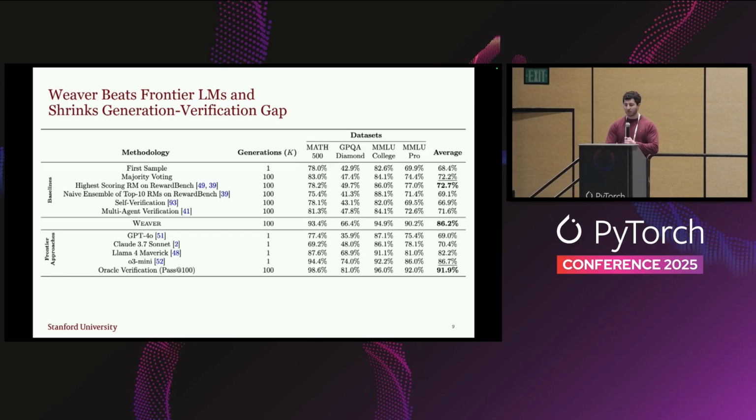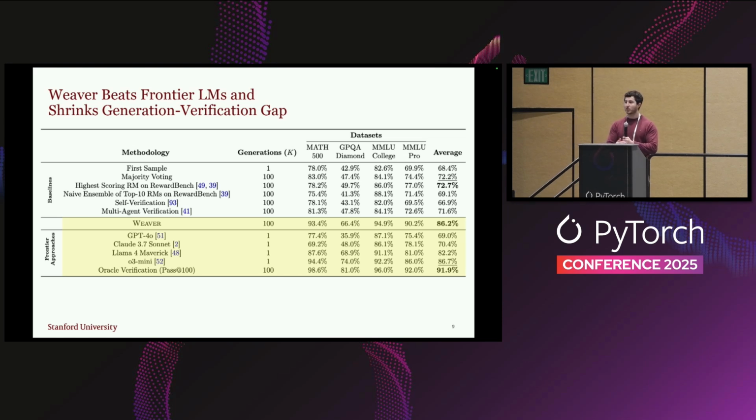And what we find is that Weaver can beat these frontier LMs and even shrink the generation-verification gap rather considerably. The two main numbers to focus on are this comparison of majority voting and the highest scoring RM to our actual approach. So we're able to exceed majority voting by about 14% on average. And we're able to close the gap with a lot of these frontier models and even beat some of them. We're able to get within about 0.5% of O3 mini, which is kind of exciting. And even more exciting, we're able to get within 6% of Oracle verification.